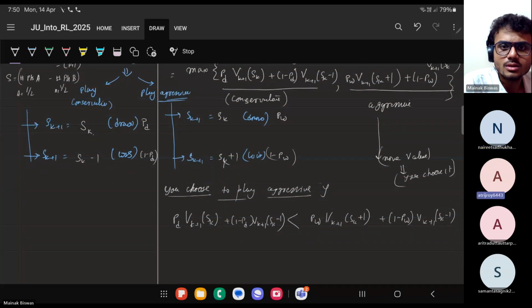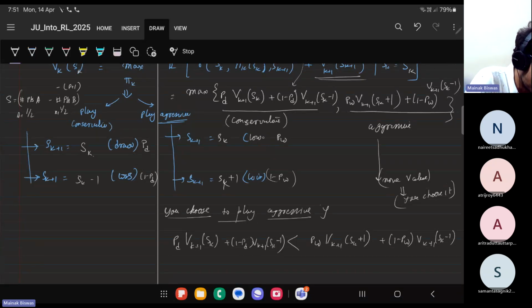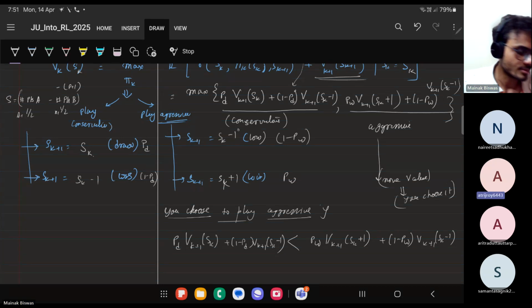One thing, why did you do SK minus 1 for the aggressive one? There are both. No, if you play aggressive, you can either win or lose. Lose, no, there's no draw. Sorry, I wrote it correctly in the equation. It is right: 1 minus PW, and this is PW. Yes, that's a mistake. There's no probability of draw.